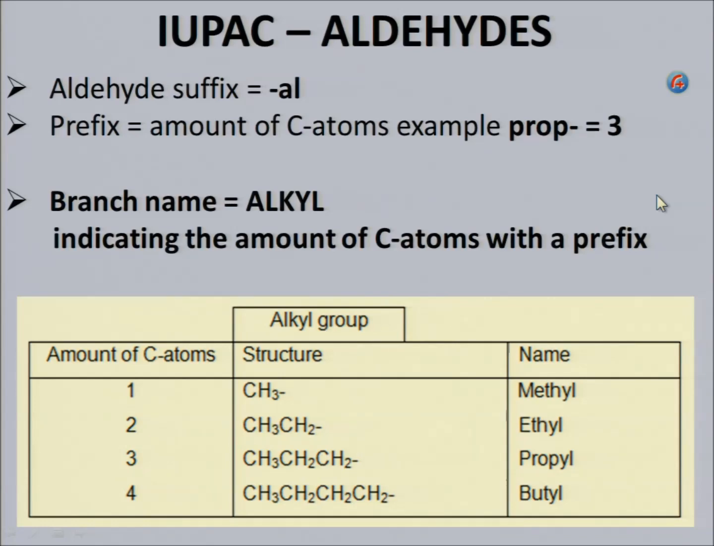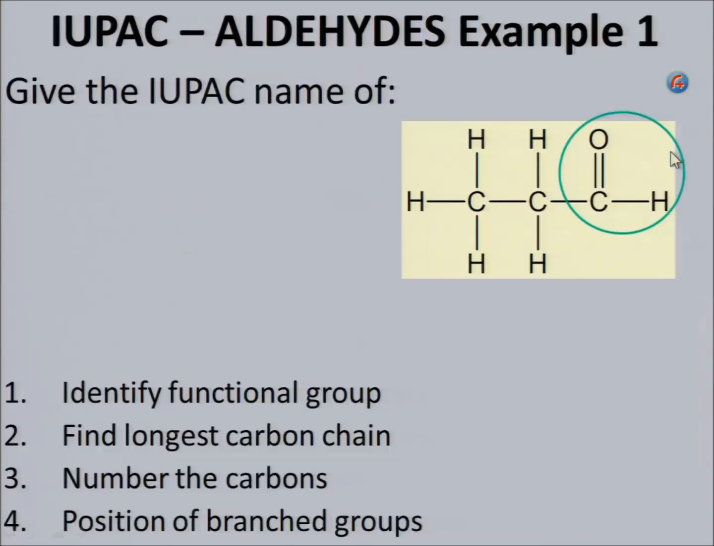IUPAC names for aldehydes. The aldehyde suffix is -al. That means at the end of the chain you will have the -al part. You have the base name and the alkyl groups as usual.